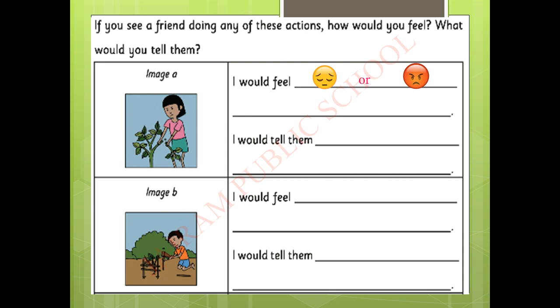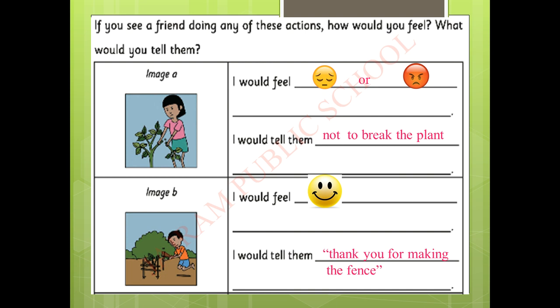You can draw any smiley faces of this which you feel, and you can tell your friend not to break the plant. You will be telling them not to break the plant. What is the picture given in image B? So when the boy is making a fence for the plant, how will you feel? Yes, of course, you will feel very happy. And what would you tell them? Thank you for making the fence. Yes, of course, you will be thanking this boy for protecting the plant.